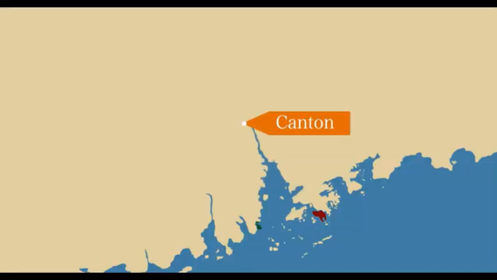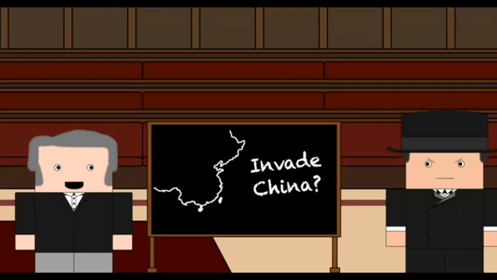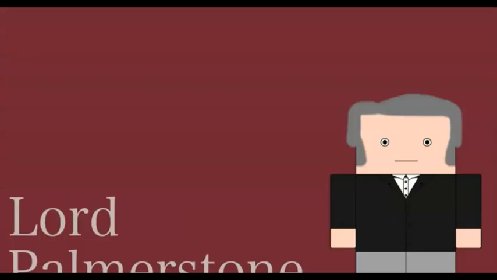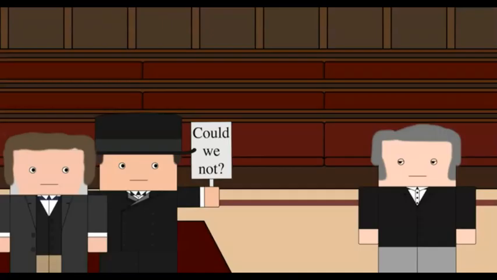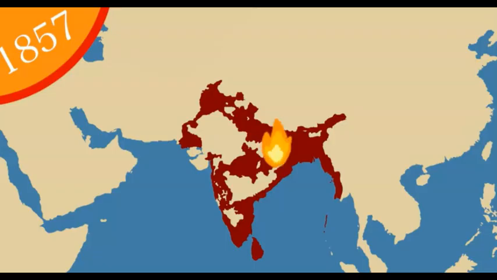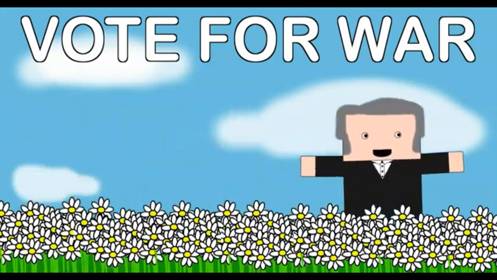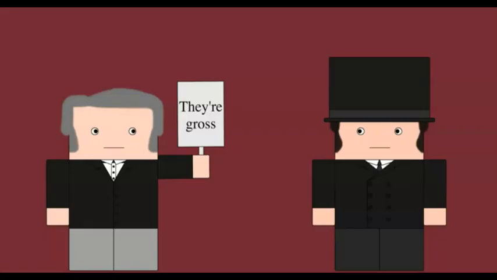and shelled Canton. Back in Britain, Parliament was fiercely against any war with China, but the Prime Minister, Lord Palmerston, was very much for it. Parliament voted against any further action, mostly because of the outbreak of a major mutiny in India in 1857. As a result, Palmerston called an election, and after denouncing the Chinese as barbarians to the British people, he won, and so war it was.